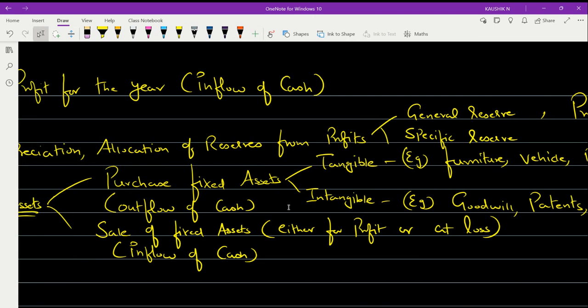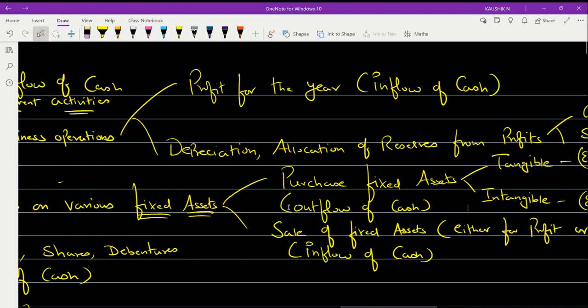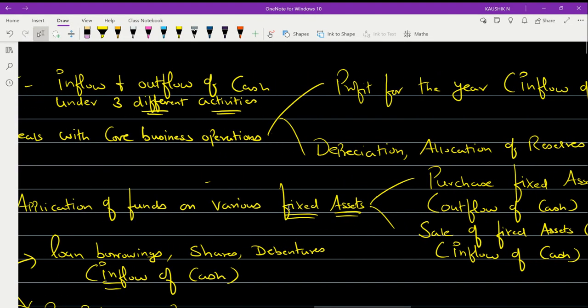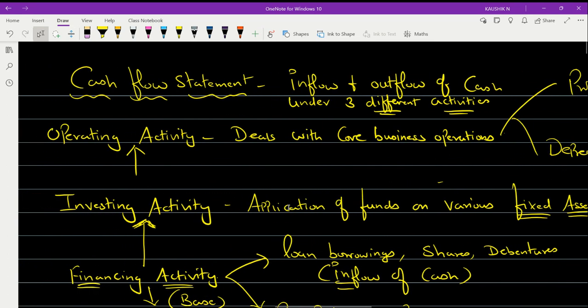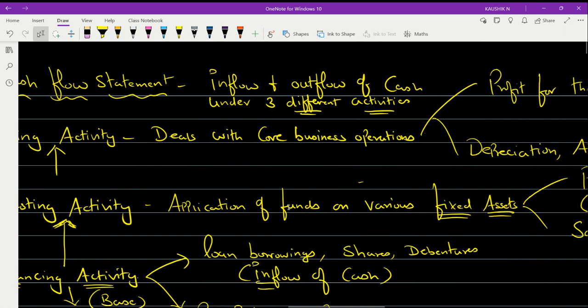On the other hand, after using it for a time period, either tangible assets like furniture, vehicles, etc., you will be selling it out and you may go for a new one. When you sell the fixed assets you purchased earlier, it could give you either a profit or a loss. No matter whether you get profit or loss on sale, it will be considered an inflow of cash. Thereby, in investing activity you also have two segments: inflow of cash and outflow of cash.